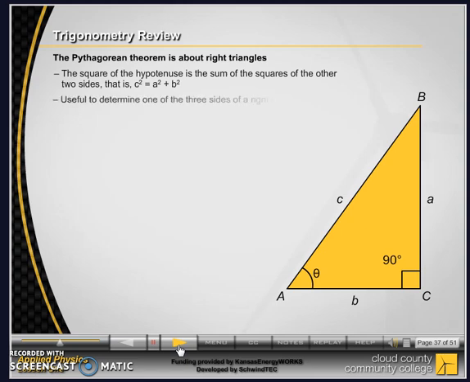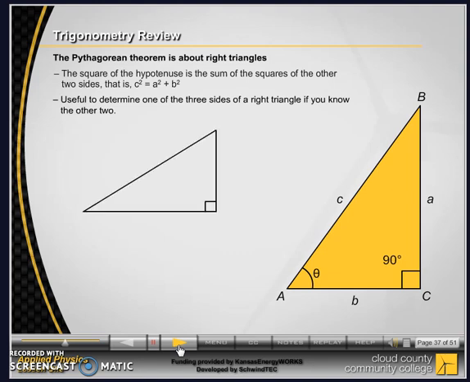This theorem is useful to determine one of the three sides of a right triangle if you know the other two. For instance, if two legs are lowercase a equals 5 and lowercase b equals 12, then you could determine the hypotenuse lowercase c by squaring the lengths of the two legs, 25 and 144, adding the two squares together, 169, then taking the square root to get the value of lowercase c, namely 13.